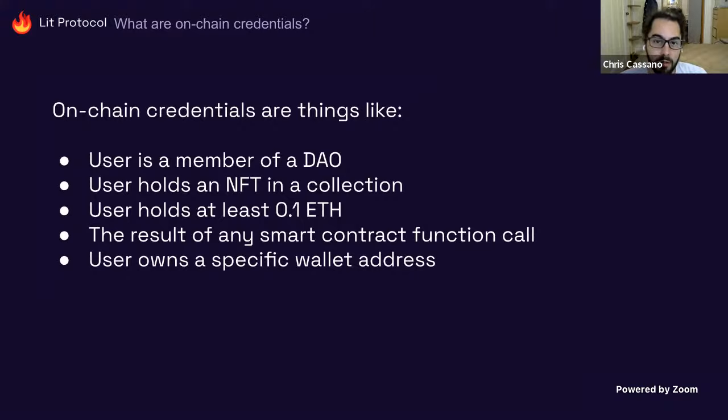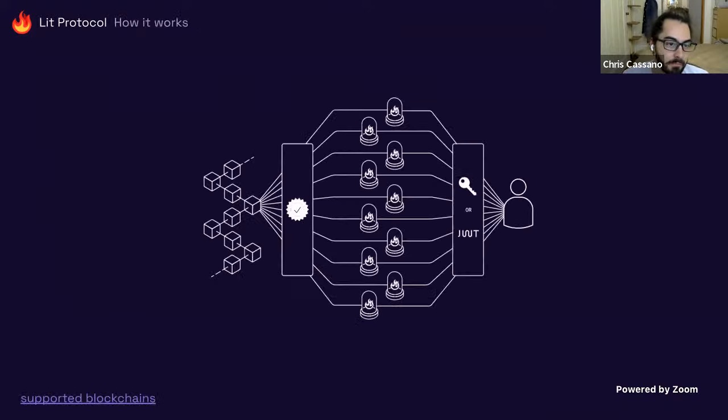It could also be like, do they own a specific wallet address? And it could even be any smart contract call. So you can write a smart contract that does all kinds of crazy logic or pulls in all kinds of things from all over the chain, and then spits out a true or false, and you can use that as a condition for whether or not someone should be able to access something.